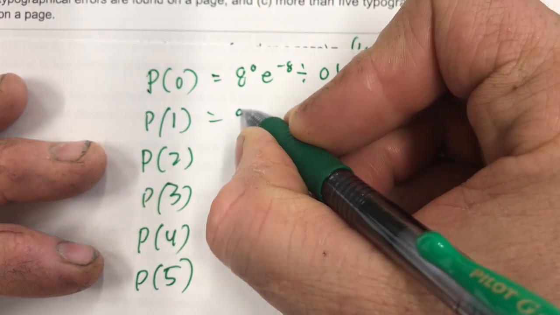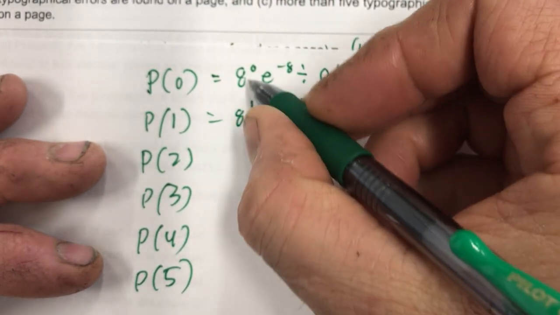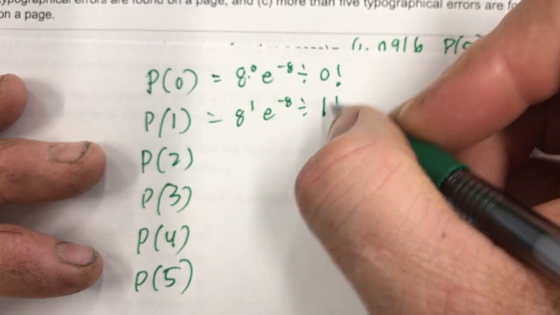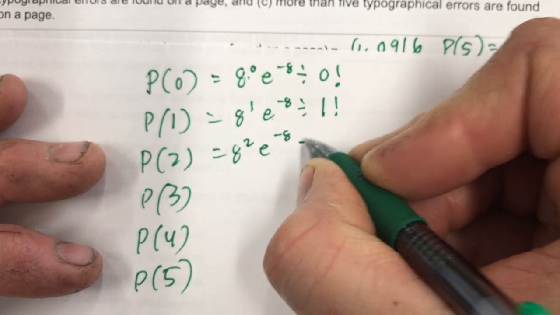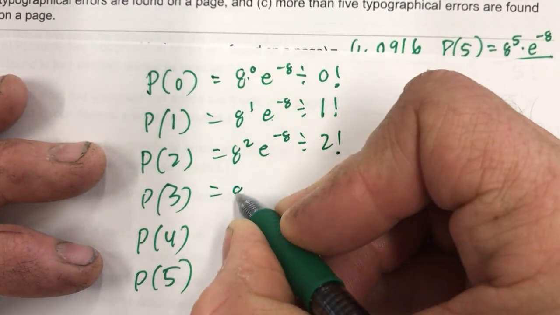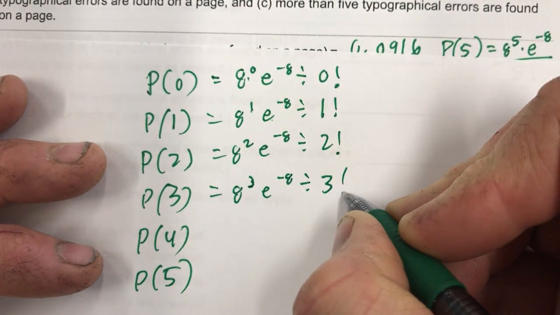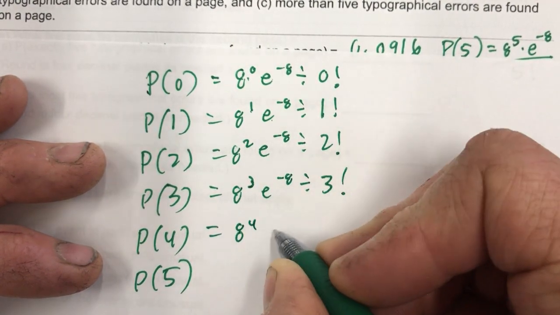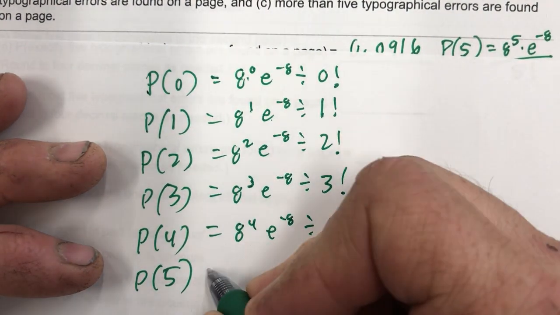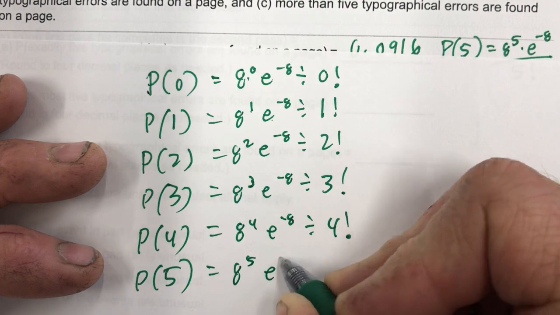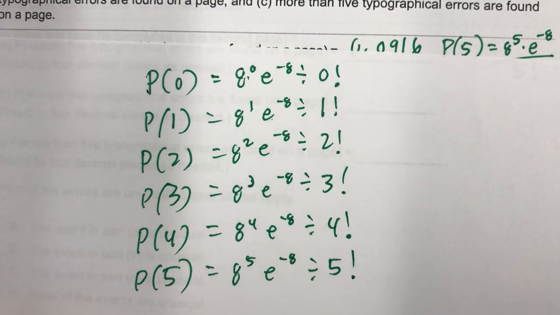Okay, this would be 8 to the 1 power, e to the negative 8 power, divided by 1 factorial. And you see all it's changing is the zeros to 1s. So this would be 8 to the 2, e to the negative 8, divided by 2 factorial. This is 8 to the 3, e to the negative 8, divided by 3 factorial. This would be 8 to the 4, e to the negative 8, divided by 4 factorial. And this is going to be 8 to the 5, e to the negative 8, divided by 5 factorial. And so I punch those in.